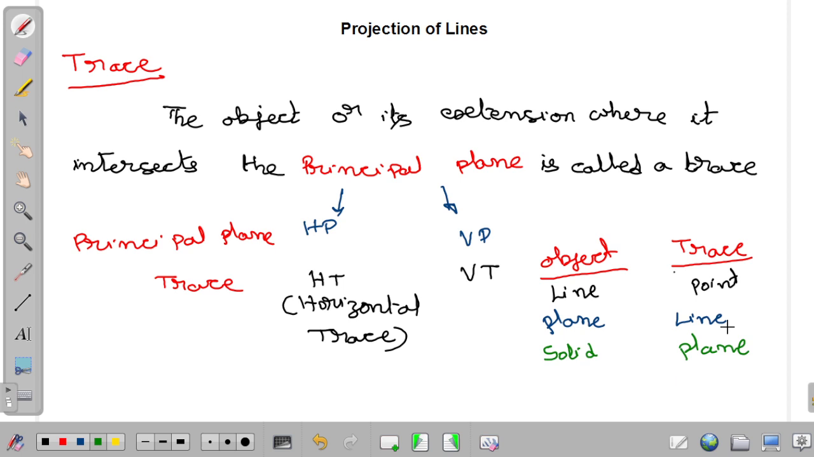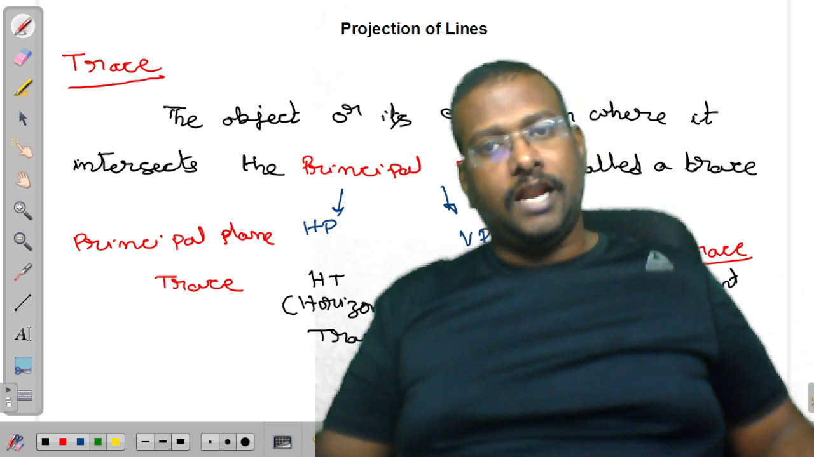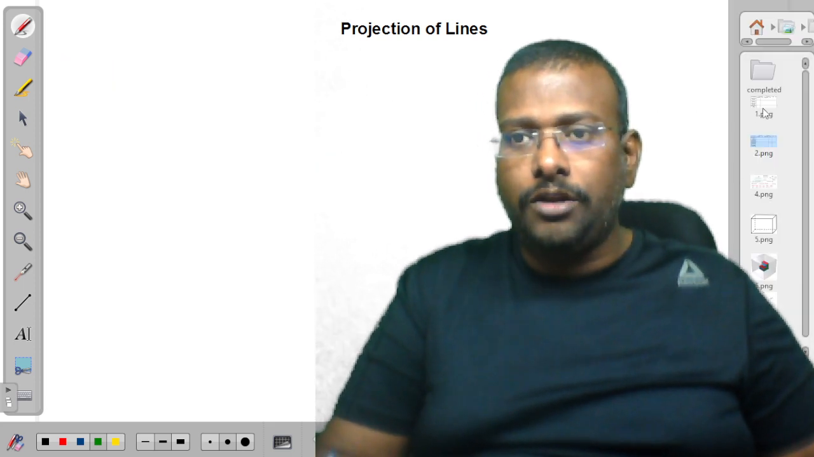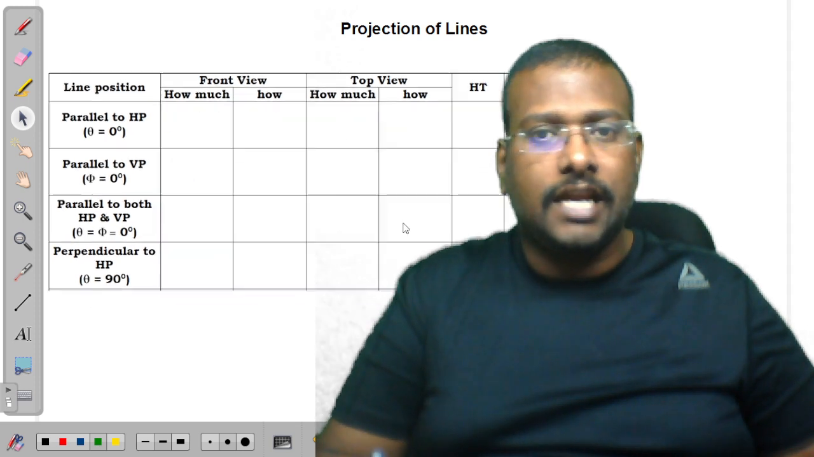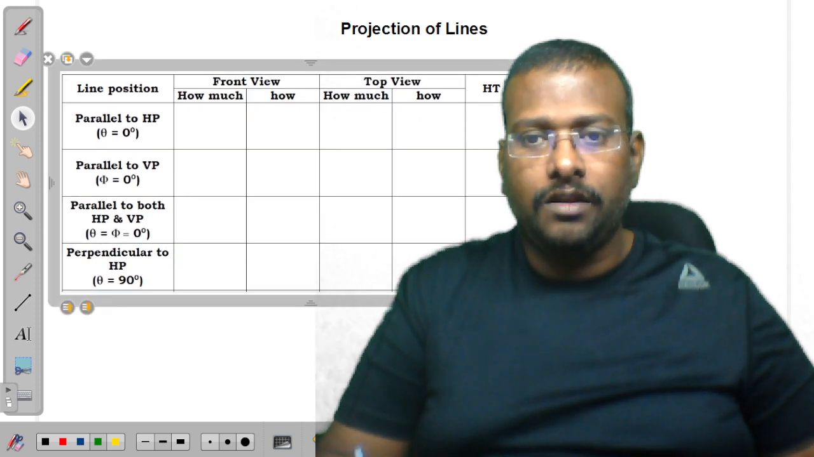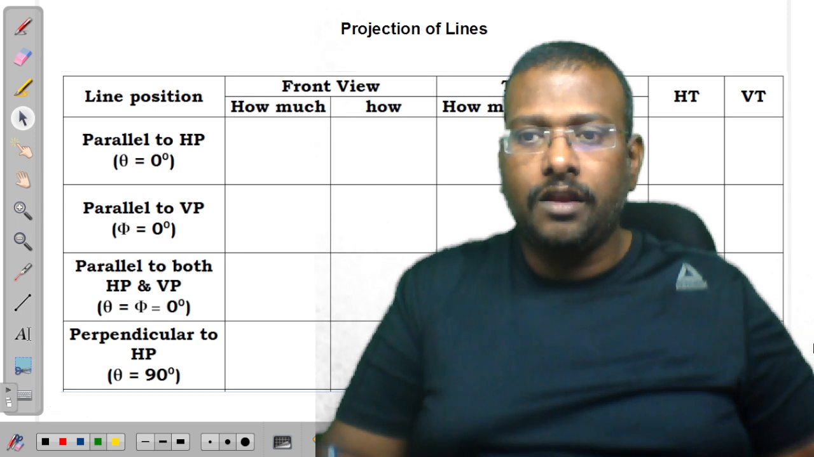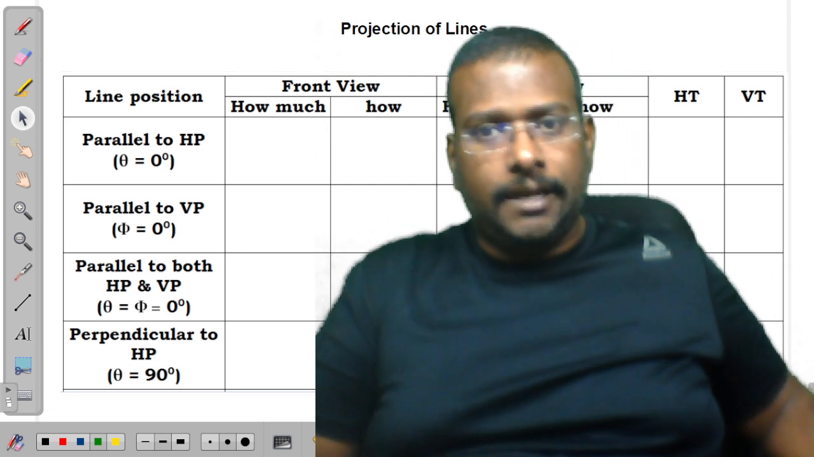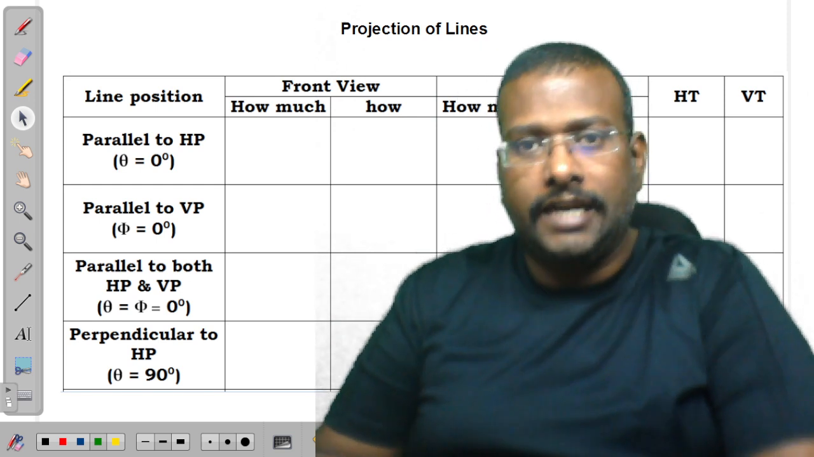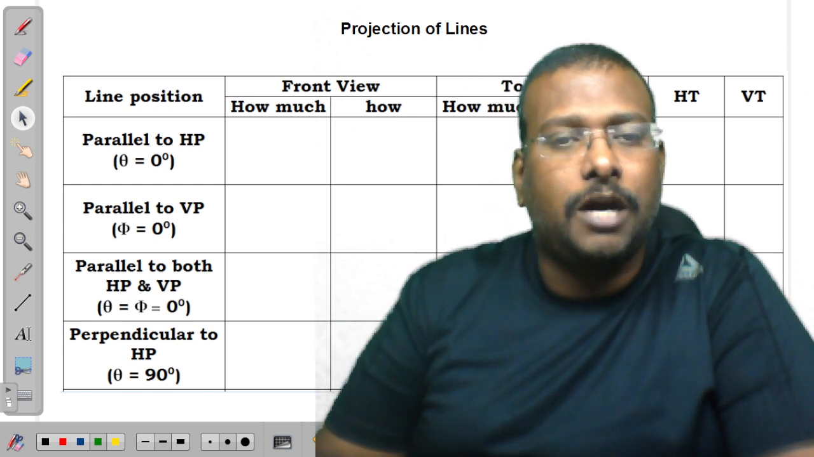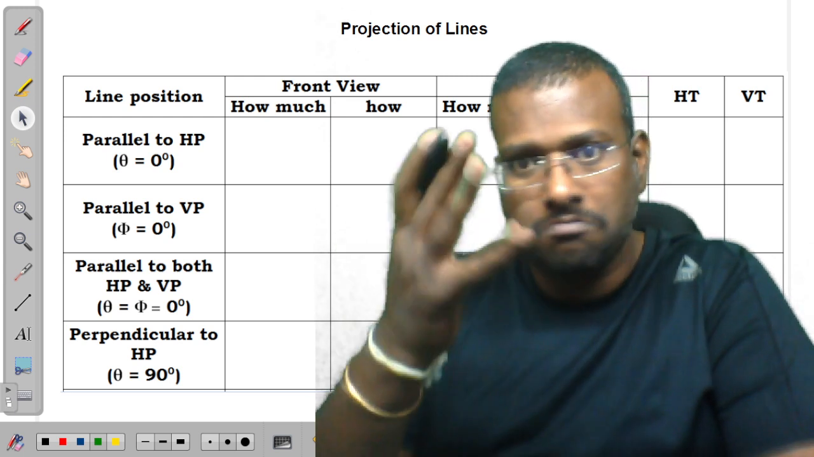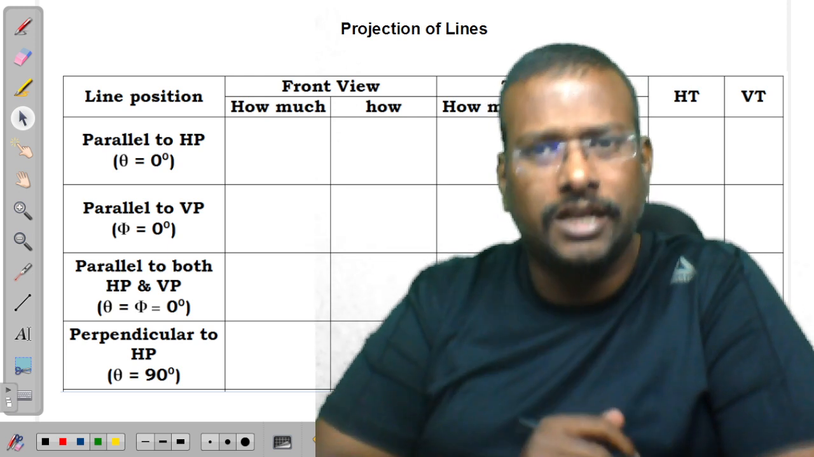Now we will check what all the different possibilities are in lines. I am going to make it as a table, which will be most useful to you to analyze the overall situation. If you observe, I will hide myself for a certain time, don't worry. First of all, just observe. Line, what are the possible positions? The line is parallel to HP, but how it is with VP? No problem, that is one case we will consider.